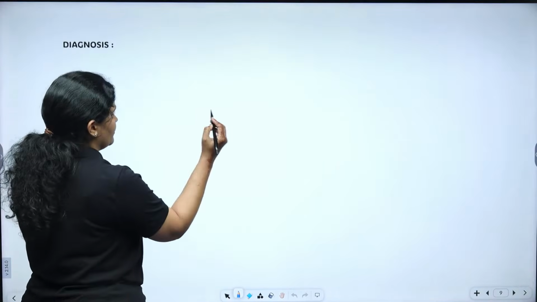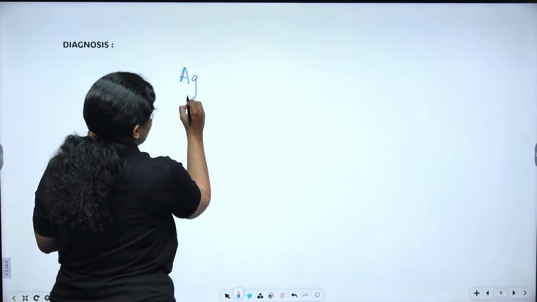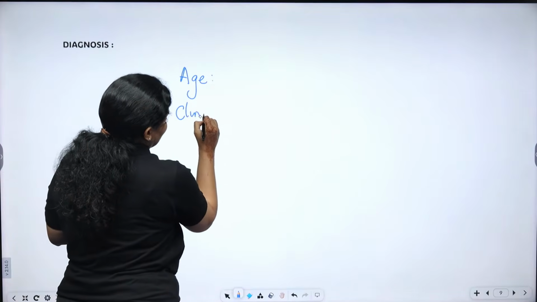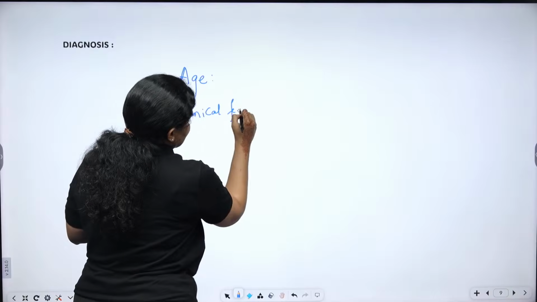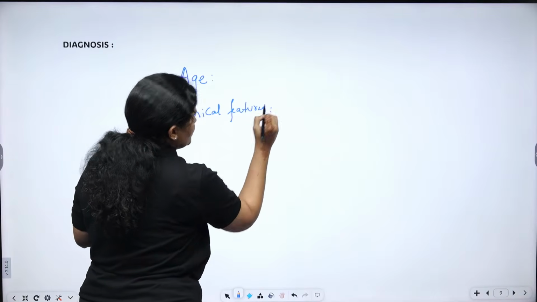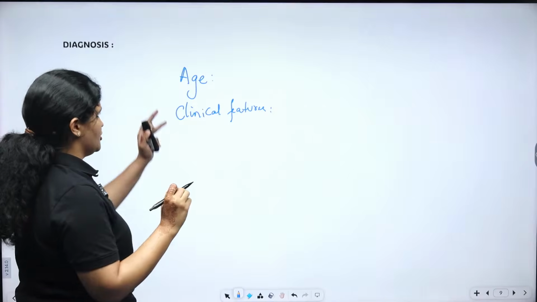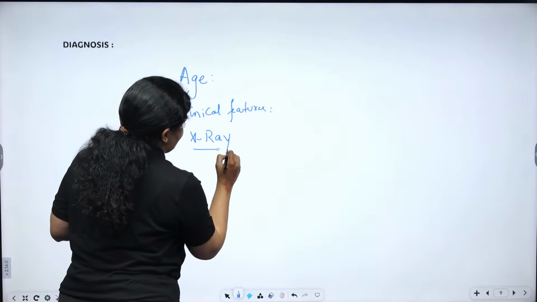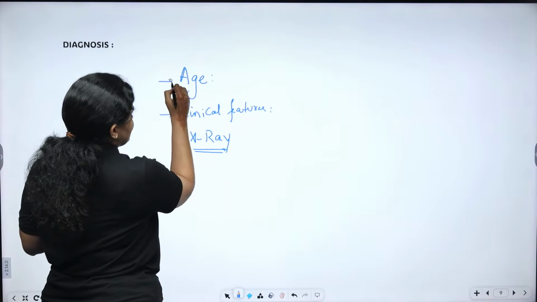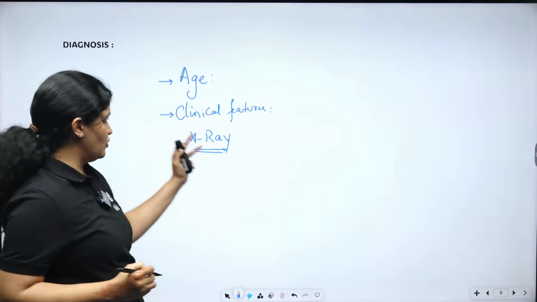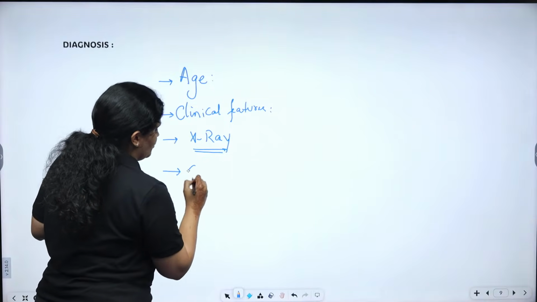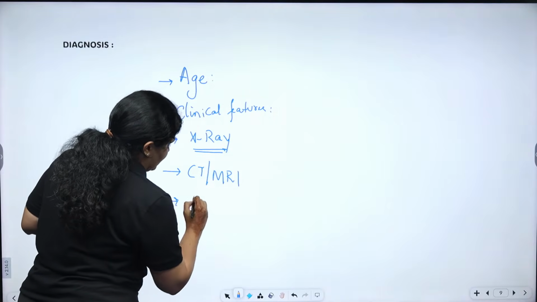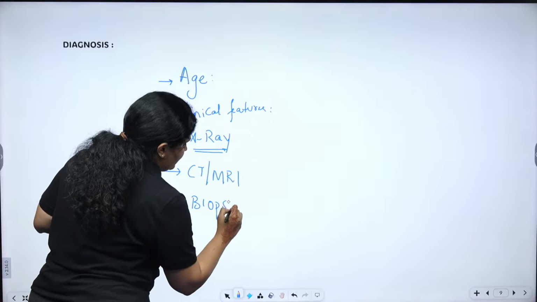Whenever we are dealing with diagnosis, you always start with age. Age is one important criterion you have to look for. Then after the age, you look for the clinical features. They will tell you certain clinical features which point towards tumors or infection. So first age, then clinical features, then the X-ray findings. Once you complete these, they might ask what is the next thing you do. So we go for an MRI, or confirm the diagnosis by either a CT or an MRI, and then after that you go for the biopsy. This is the order in which we plan.